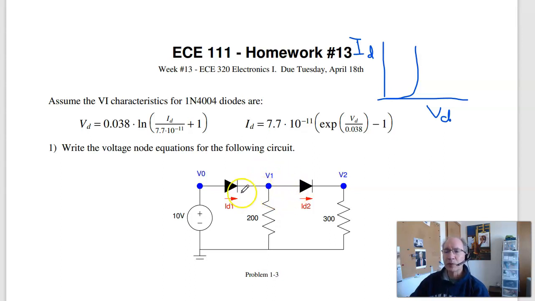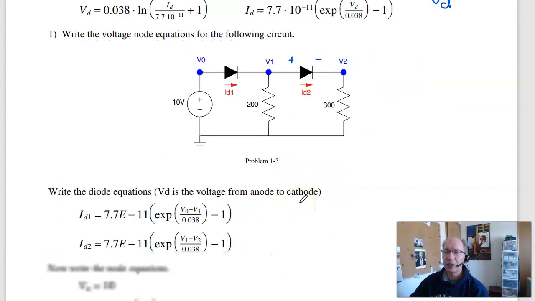So for example, the first problem is here's a circuit, here's the VI characteristics for the diode, and VD is voltage anode to cathode, ID is the current anode to cathode. Write the equations. So here I've got four unknowns, V1, V2, ID1, ID2. First two equations are the diode equations. The voltage across diode 1 is V0 minus V1. That's the voltage anode to cathode. The voltage across diode 2 is V1 minus V2. So that's two equations. The next equation is V0 equals 10, if you want to count that one.